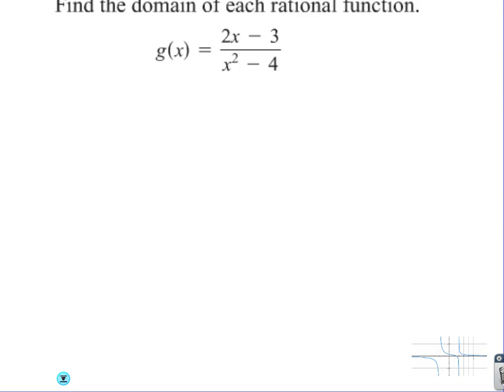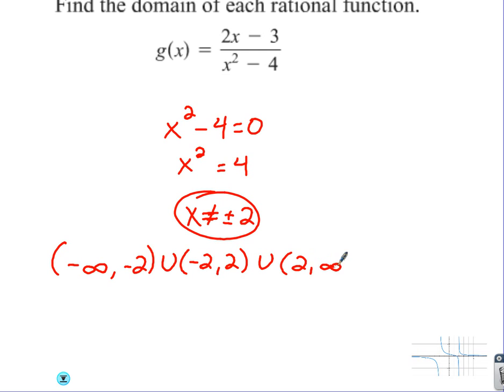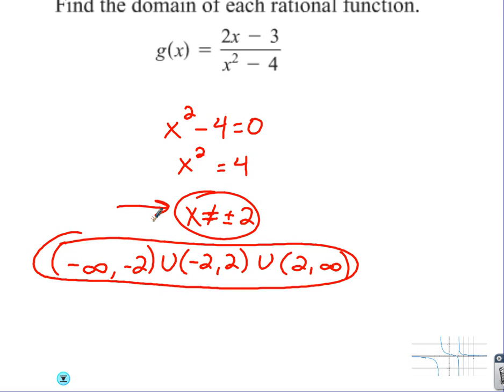Next one. Find the domain of each rational function. Again, all you've got to do is the bottom can't equal 0. So we're going to set it equal to 0 and figure out what values of x would give me a 0. Move the 4 over, take the square root. x squared equals 4. Take the square root, but don't forget the plus and minus. So x cannot be positive or negative 2. If you want to write it the other way, x can be all the values from negative infinity to negative 2, or from negative 2 to positive 2, or from 2 to positive infinity. There's all the things that x can be. I would rather say x can't be those.